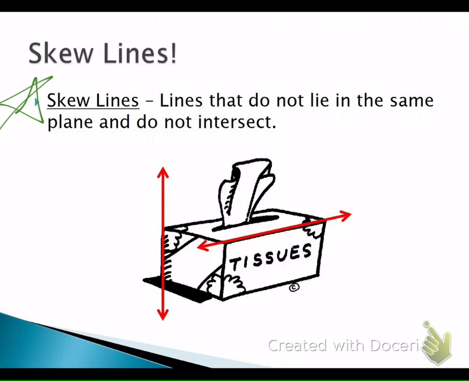So skew lines are lines that do not lie on the same plane and they do not intersect. If you're looking at a tissue box, one of the corners going up and down on the back of the box, and the one going side to side on the front of the box, those would be an example of skew lines. I also like to think of highway overpasses, where one's going below and the other one's way up in the air. They're not intersecting, but they're not running side by side either. Skew lines: lines that do not lie in the same plane and do not intersect.